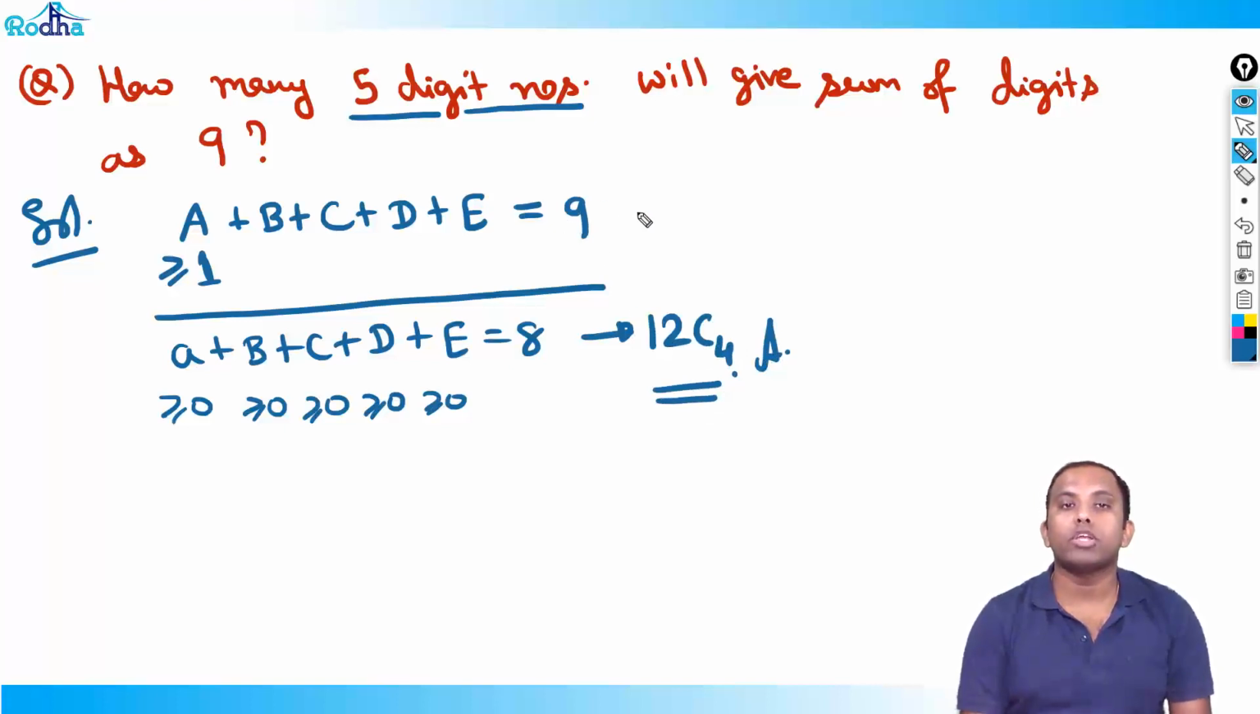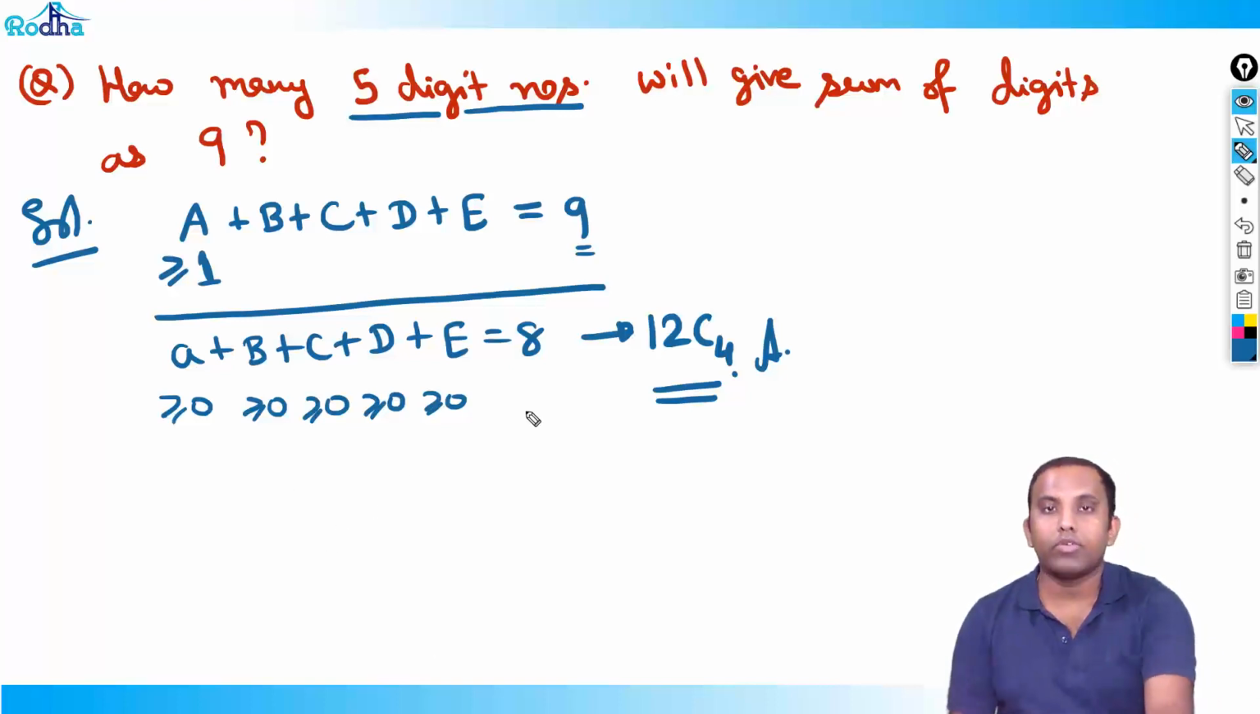Here there is no case of violation because the sum of digits is already 9. Since all are non-negative numbers, no variable can exceed 9, right? So what is the maximum value possible? 9 only. So no variable can take 10, and no violation of anything is possible here. So what is the answer? The answer is 12C4 for this question. Okay, thank you. Next we'll see in the next video.